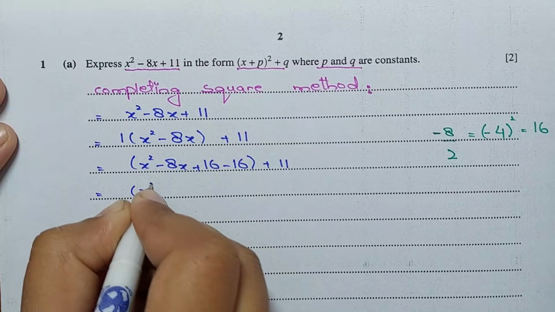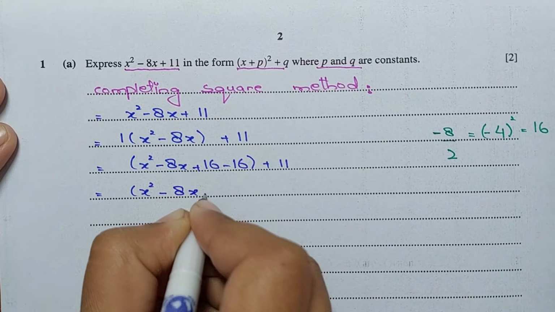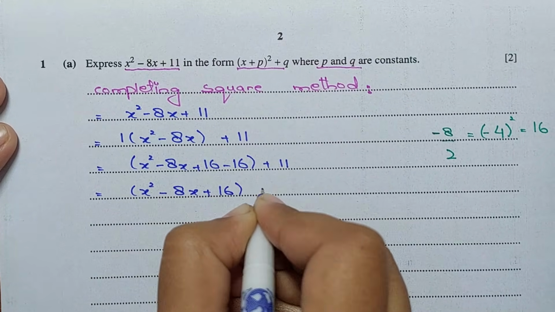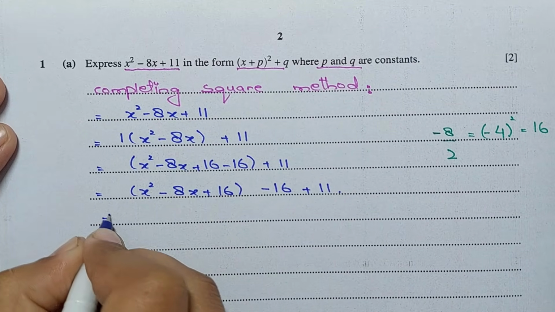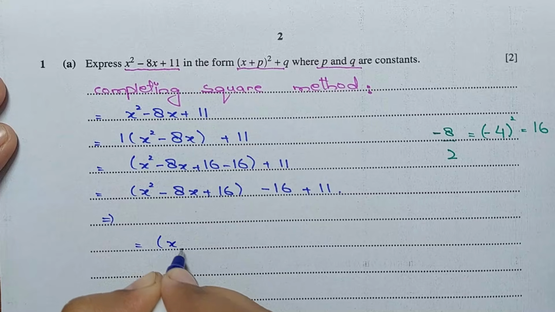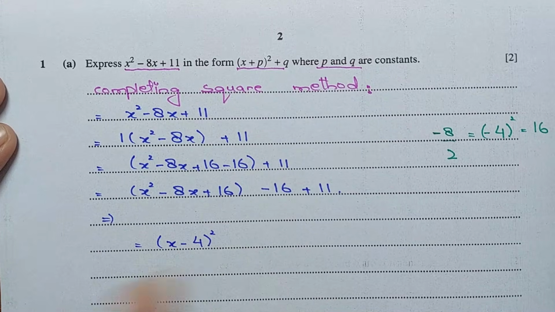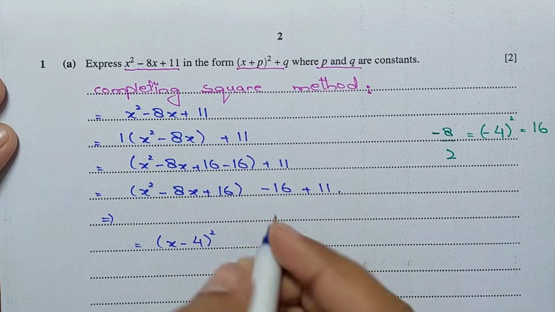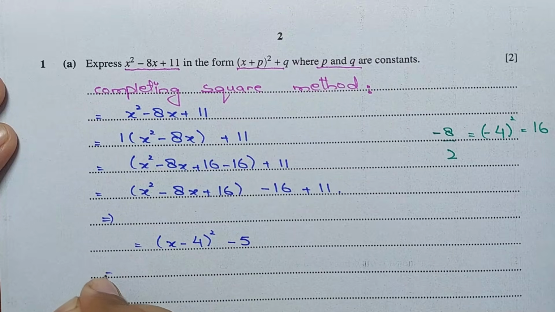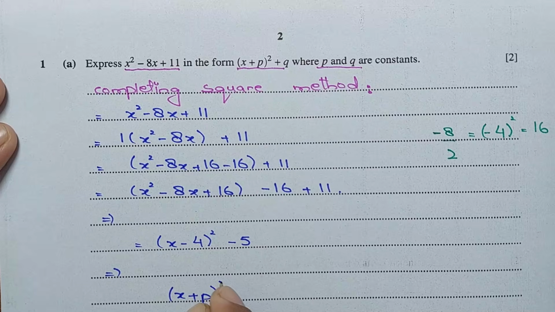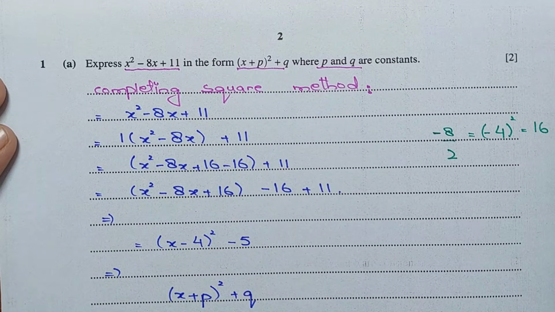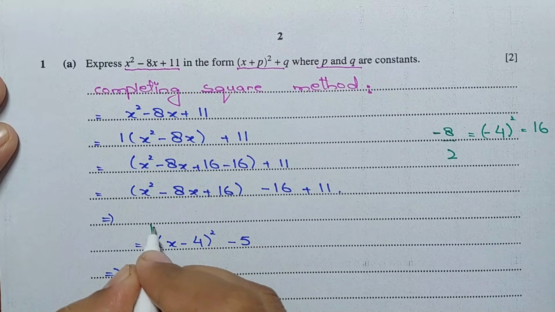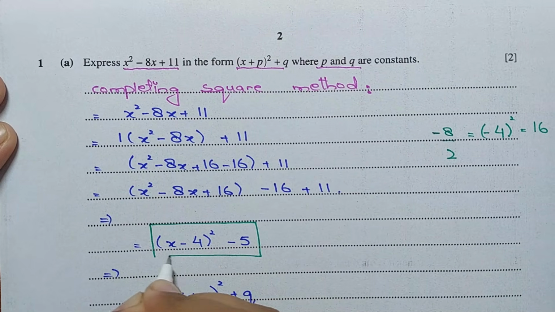Now combine the first three terms, x squared minus 8x plus 16, and negative 16 and positive 11 is as it is. Now here we can complete the square. You can see this is x minus 4 whole squared, and from 11 take away 16 is negative 5. Now this is in the form of (x plus p) squared plus q. Q is negative 5 and p is negative 4. This is the required solution.